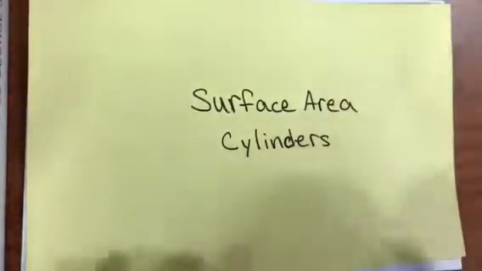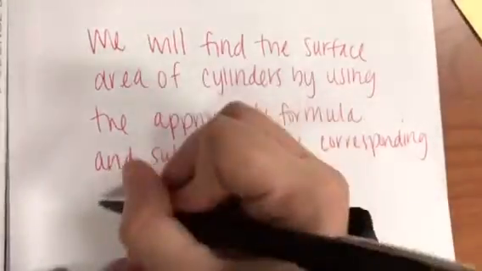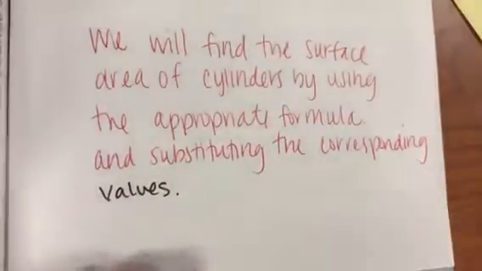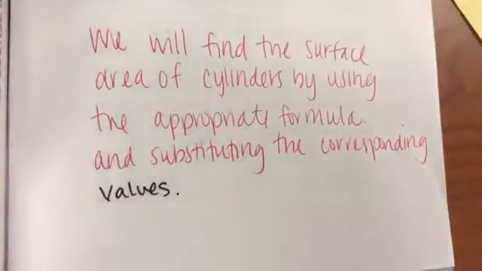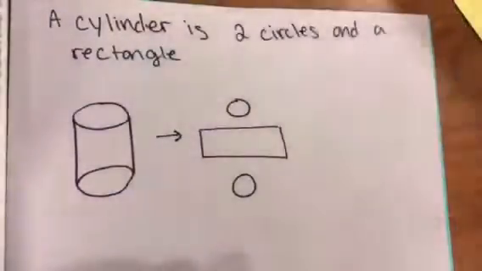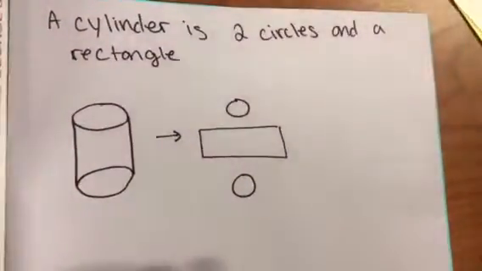That's so fun. Okay, so surface area of cylinders. We will find the surface area of cylinders by using the appropriate formula and substituting the corresponding values. Corresponding what? Corresponding values. It was a quiz. You got it right. Good job. Make sure you pause that if you need it, and write that down.